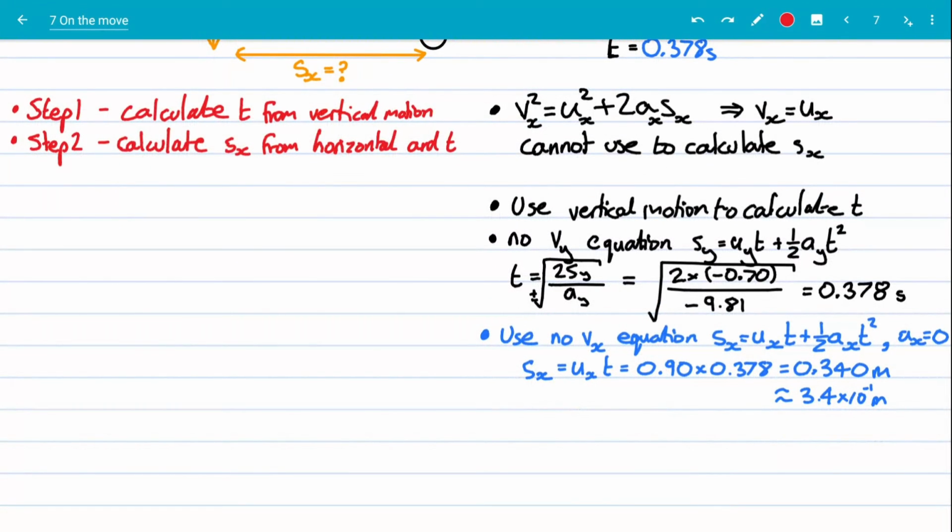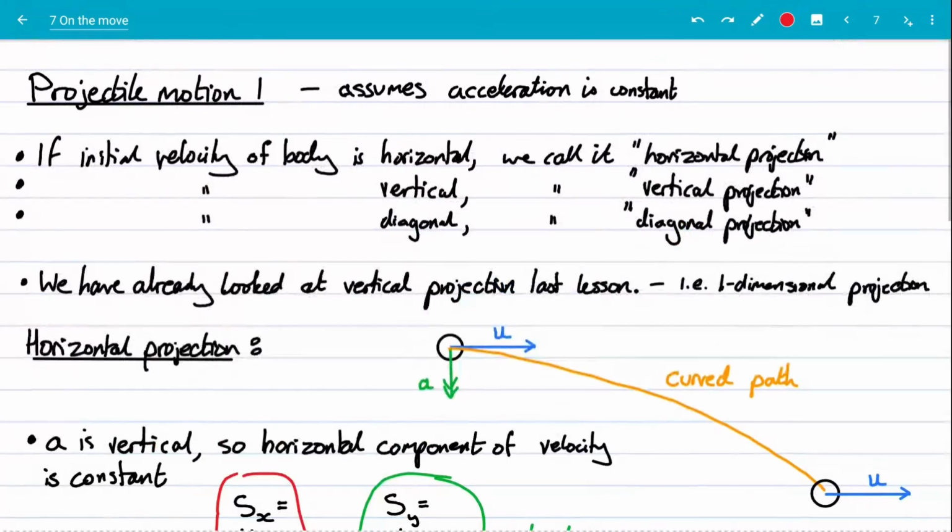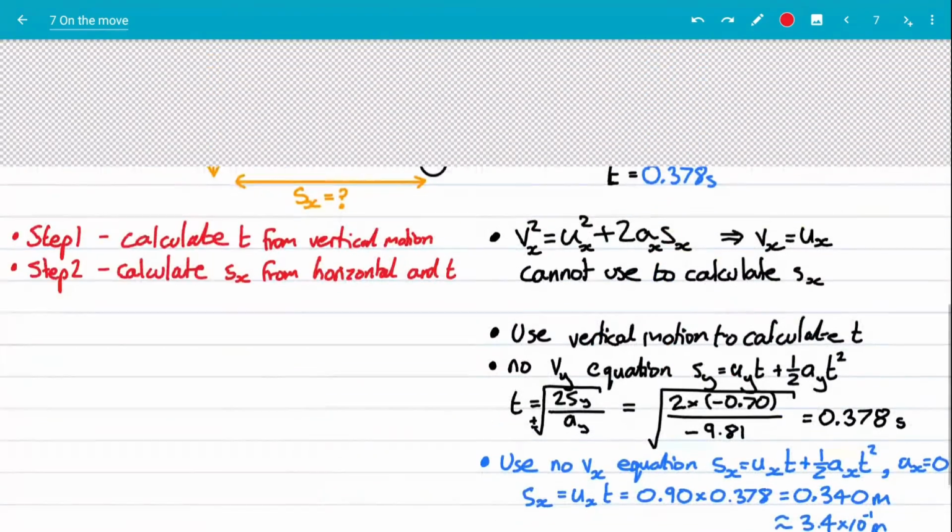So what about diagonal projection then? Diagonal projection's a little bit more complicated. So perhaps I will talk about that next lesson, and I'll leave this one with this horizontal projection. Yes, we'll talk about diagonal projection next lesson. Well, I hope you found that helpful.